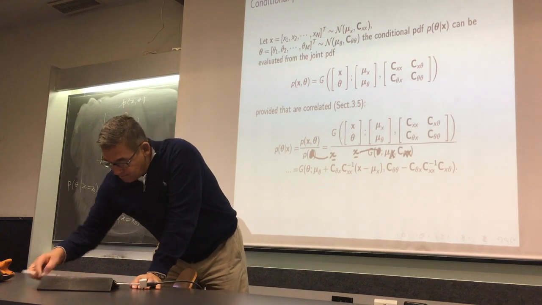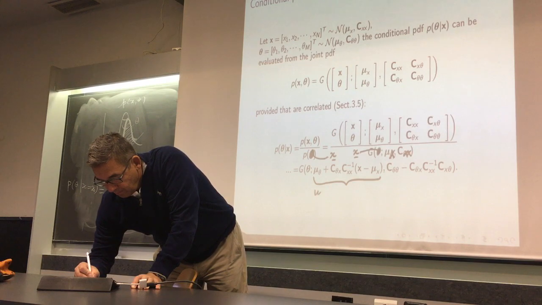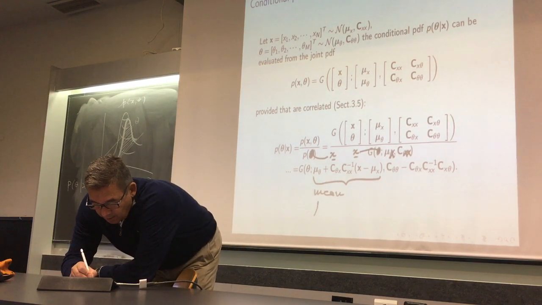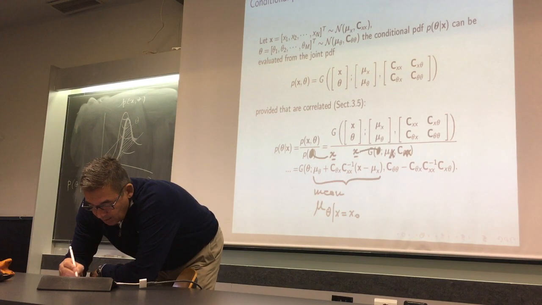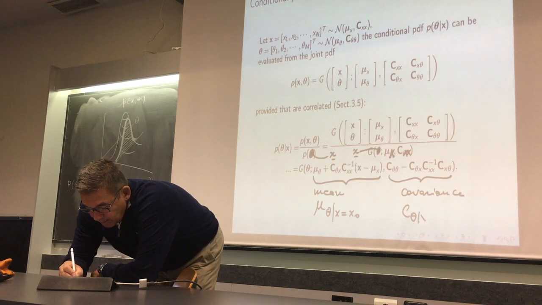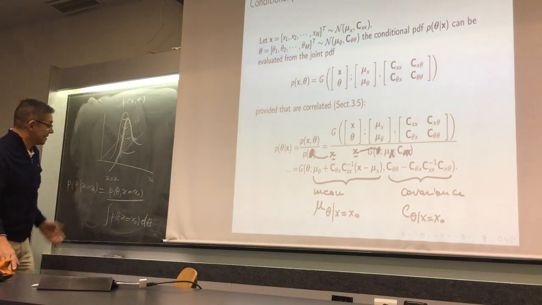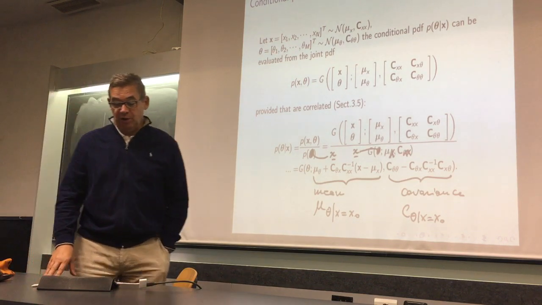So this is the mean, let's say, which is the mean of theta for x equal x naught. And that is the covariance C of theta, when x equals x naught. Which means slice it. Now, don't remember this formula, we will use it a lot.